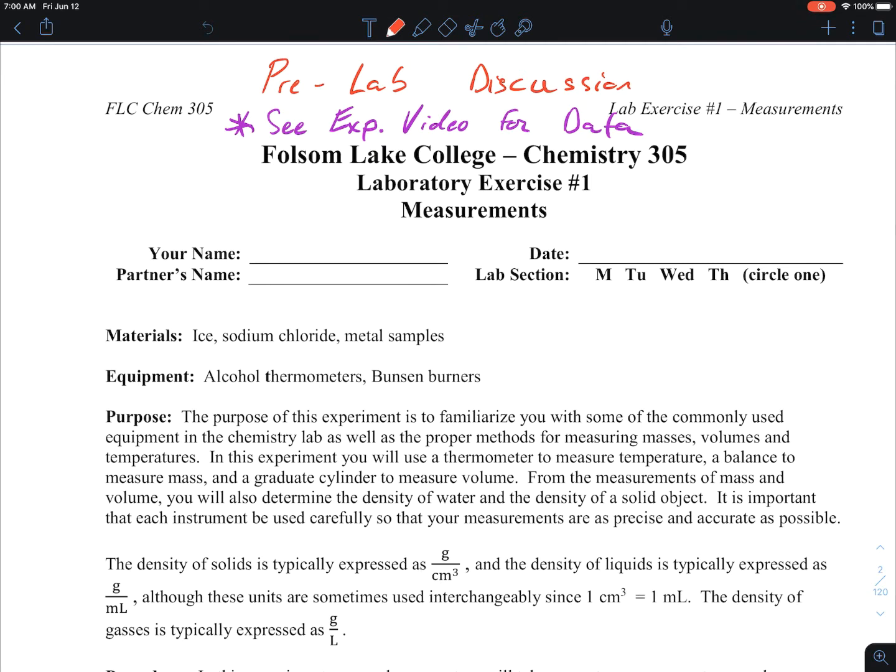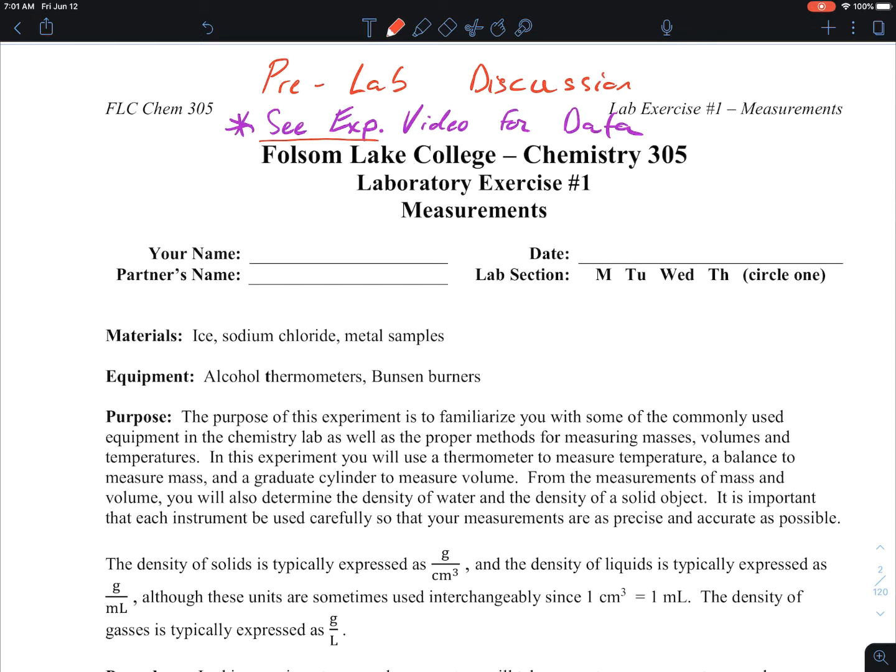The first thing I want to point out is that you need to see the experimental video for the data for this experiment. The way this and other experiments are going to work is that I want you to read through the lab procedure, which is what I have up here, and then extract the data from the video that's presented. In some cases, I might give you the data as a separate sheet, but for this experiment, you're going to watch the video to get the data.